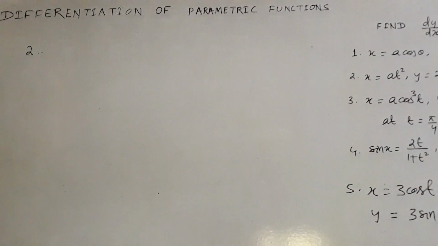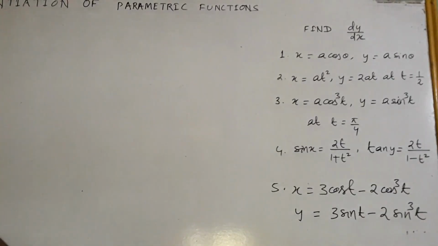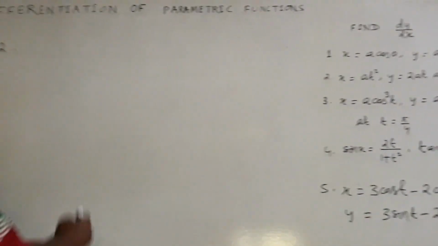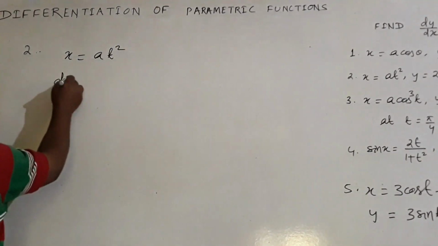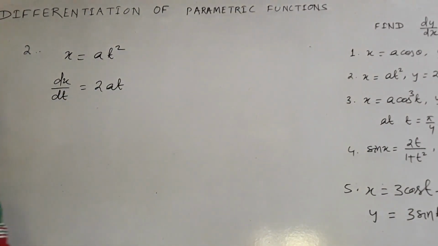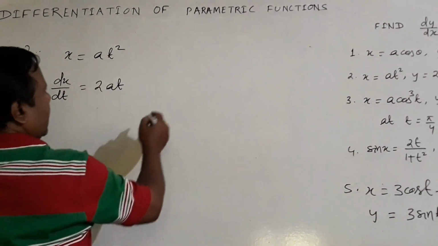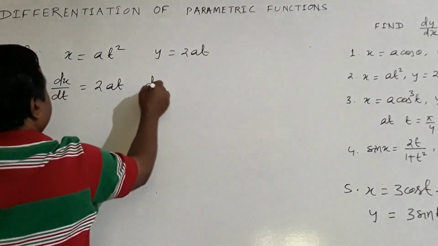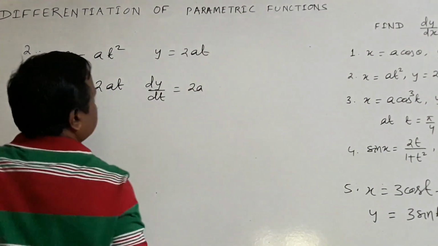Now number 2: x is equal to at square, y is equal to 2at, and find dy by dx at t equal to half. First, x is equal to at square. Then what is dx by dt? dx by dt is 2at because a is constant, and the derivative of t square is 2t. Similarly, when y is equal to 2at, what is dy by dt? 2a is constant, derivative of t is 1.